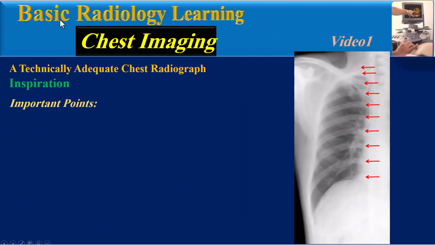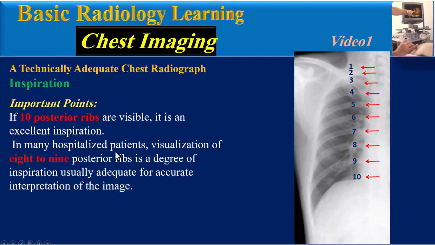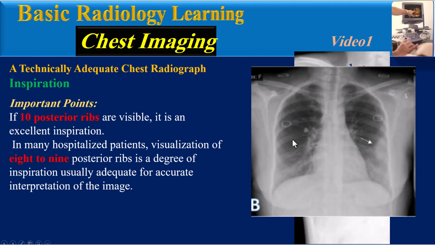What are the important points of inspiration? If 10 posterior ribs are visible, it's an excellent inspiration. As you can see counting the posterior ribs here, this is the first one, second, third, and the others up to 10. In many hospitalized patients, visualization of 8 to 9 posterior ribs is a degree of inspiration usually adequate for accurate interpretation of the image.